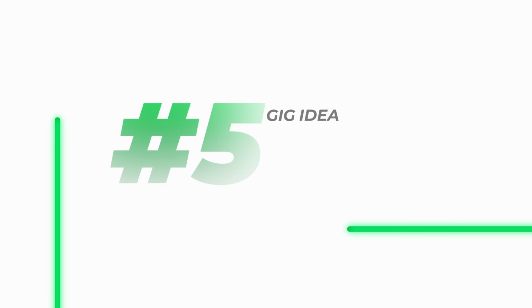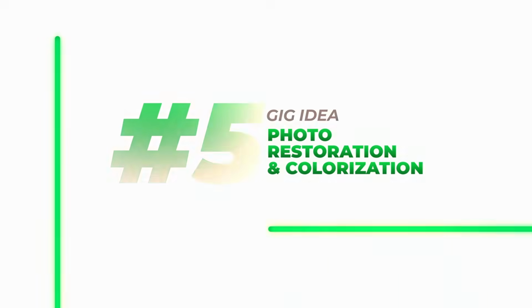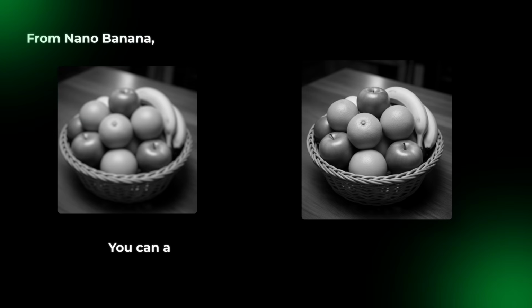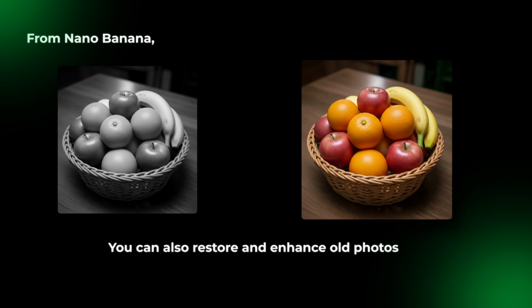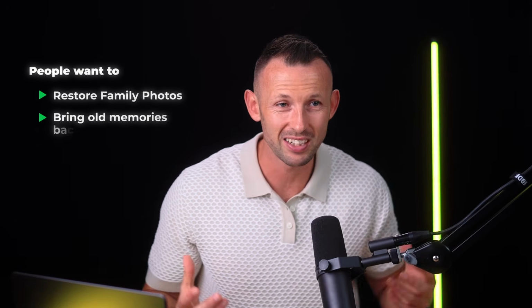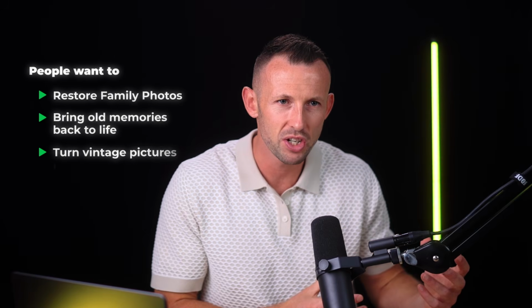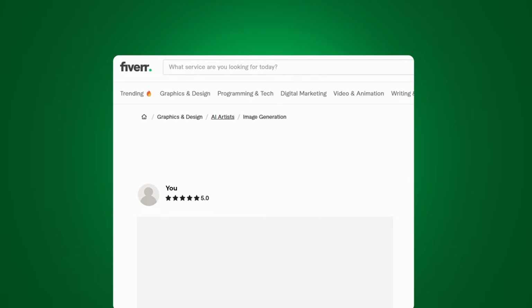And finally, photo restoration. Nano Banana can also restore and enhance old photos. You can colorize black and white images, remove objects, clean up noise, and sharpen details. Now, there's a huge emotional market for this. People want to restore family photos, bring old memories back to life, and even turn vintage pictures into modern edits. On Fiverr, this could easily be a high demand niche, titled, I'll restore and colorize your old photos.